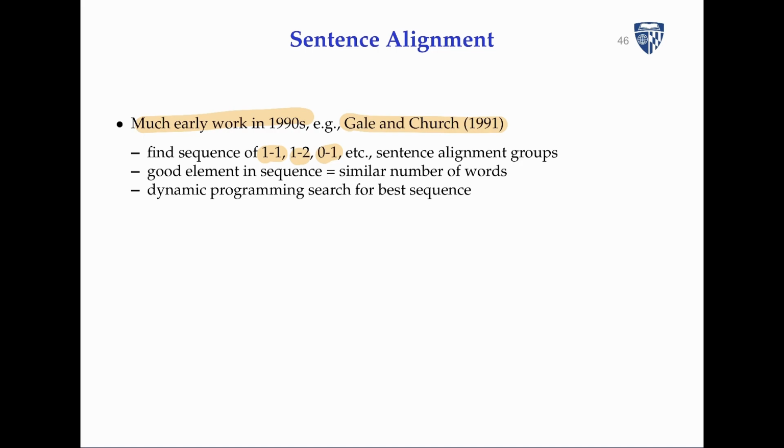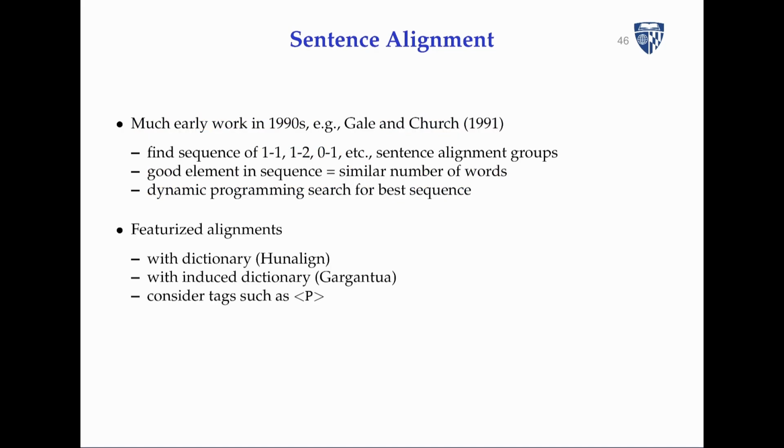So a good element in the sequence, a good mapping of English and French sentences, is one that has a similar number of words. It really just went by the length of the sentences. And then they had a dynamic programming solution to find the best sequence. There are also featurized extensions of this, which not only looked at the similar number of words, but also looked at dictionaries, maybe even induced dictionaries, and also considered things like tags, like paragraph breaks. So you rather want to match up paragraph breaks, or you first align paragraphs and then you align sentences within paragraphs.